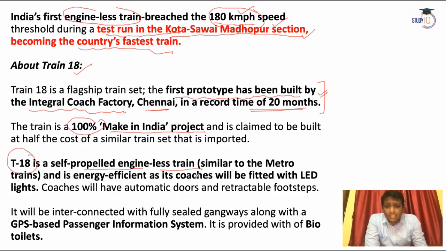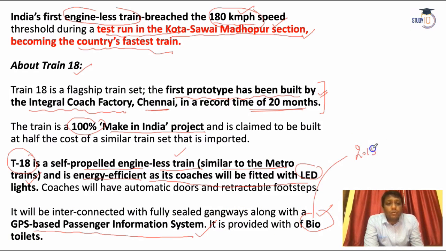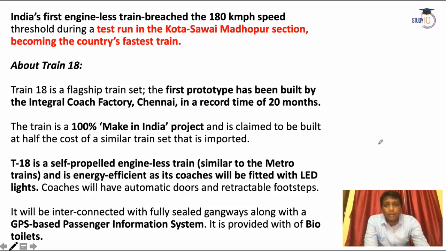engine-less train. It is very similar to a metro type of train, and it is much more energy efficient, as the coaches are fitted with LED lights. So power consumption is very low. The GPS based passenger info system is also equipped, and bio toilets are also there. Even bio toilets were a question in the 2015 prelims.